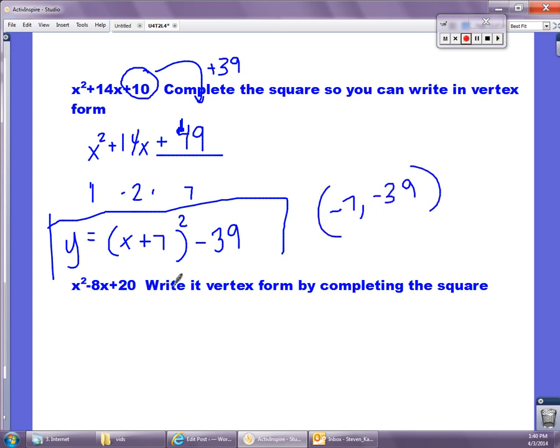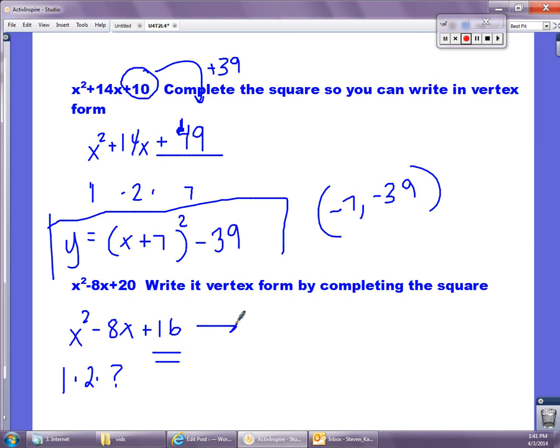Go ahead and pause the video for the next one, or you can watch with me. Here, I want to turn this into vertex form by completing the square. So x squared minus 8x plus 20 is not a perfect square. But if I take half of -8, or 1 times 2 times what number would get me 8? Well, that had to be a 4. The square root of 16 is 4. So now I've completed the square. So it was 20, but now it's 16.